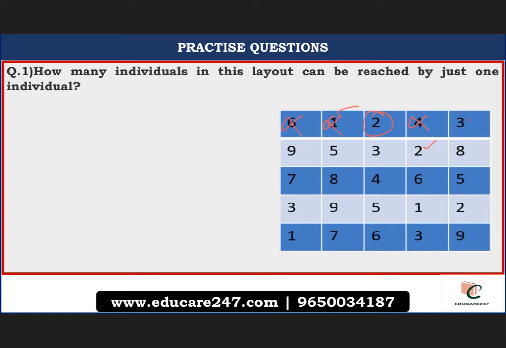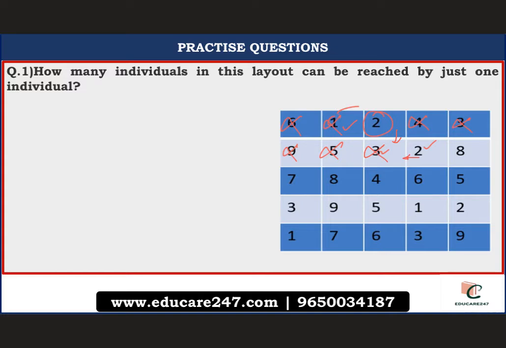Let us check for 3. Who can reach 3? So apparently no one can reach 3, so this is eliminated, right, everyone is at a height greater than that of 3 besides it. 9, 7 can reach 9, 5 can reach 9, hence eliminated. 5, 1 can reach 5, 3 can reach 5, hence eliminated. Let us check for this 3. This 2 can reach this 3, this 2 can reach this 3, hence this is also eliminated.